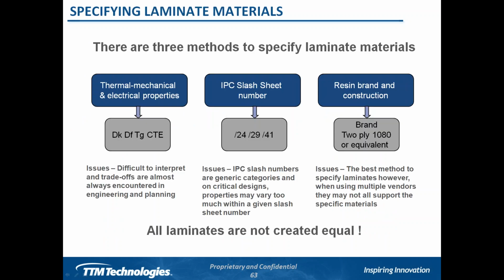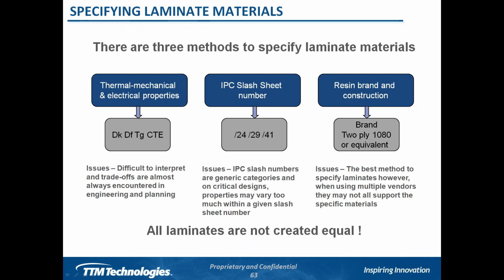So finally, a summary. We talk about how to specify these material sets, and we always get asked this question. There are 3 ways to specify. One is to dump a bunch of material properties in your fab drawing: DK, DF, TG, CTE. That's great, but if you give me a requirement for each of these parameters, I can give you about 40 materials that meet your requirement. So it doesn't really narrow it down a lot, but it is a good way to leave it up to a fabricator to pick the most cost-effective option if that's what you're looking for.